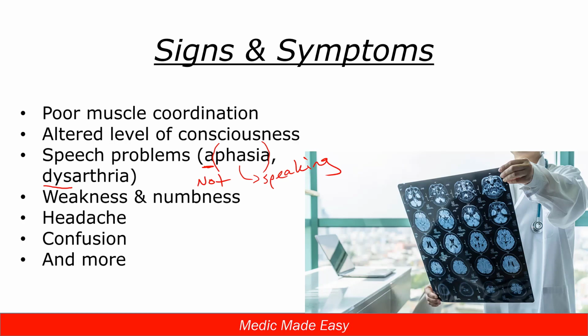The DYS prefix, again, means difficulty. If you think about dyspnea, difficulty breathing, you see that prefix quite a lot. Weakness and numbness, confusion, we said, and a headache. A very sudden onset, very severe headache is one of those classic symptoms that will push us more towards a hemorrhagic stroke as opposed to an ischemic stroke. Sometimes they'll say a gunshot went off in my head or the worst headache of my life. Those are some of the descriptors that sneak their way into test questions.